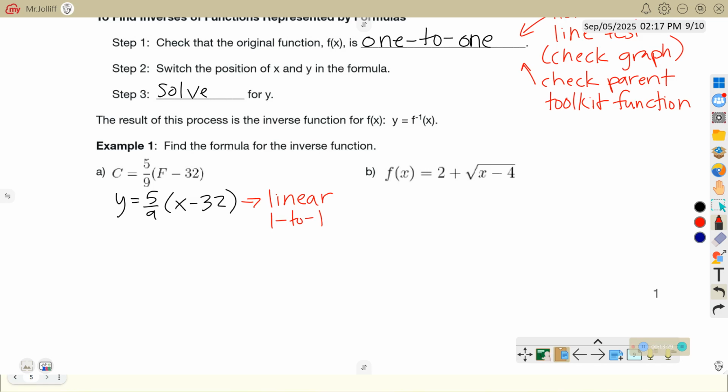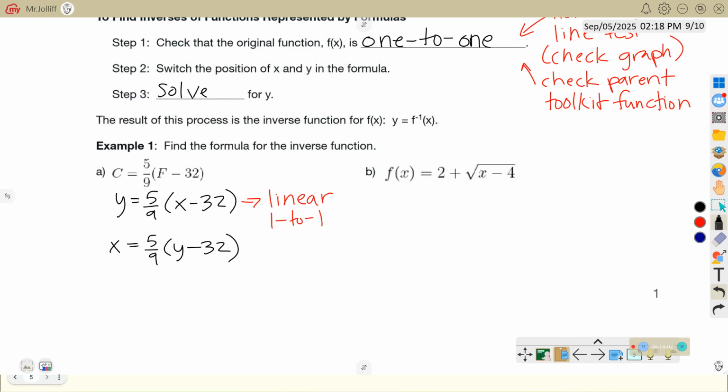Because vertical only has one variable in it. This guy has 2. He must be a tilted line. Yeah? Good. So he's one-to-one. We're going to switch the position of x and y in the formula. So I'm going to have x equals 5/9 y minus 32. And I want to solve that for y.